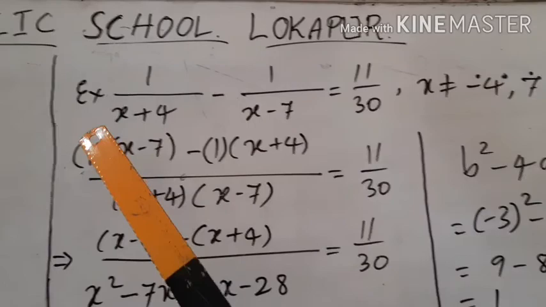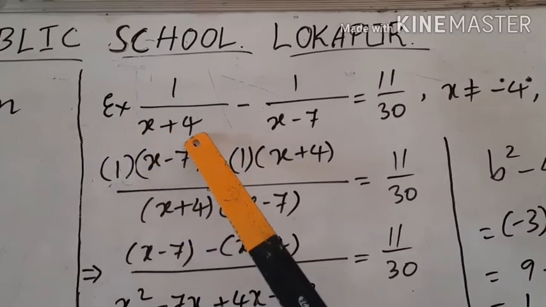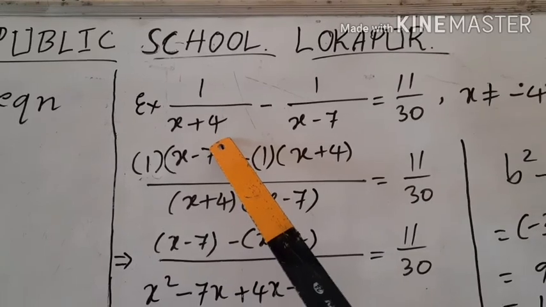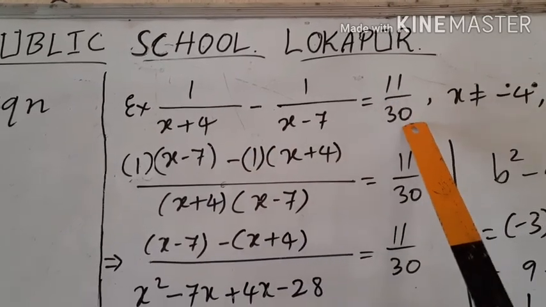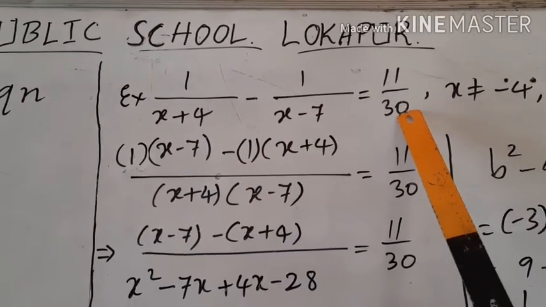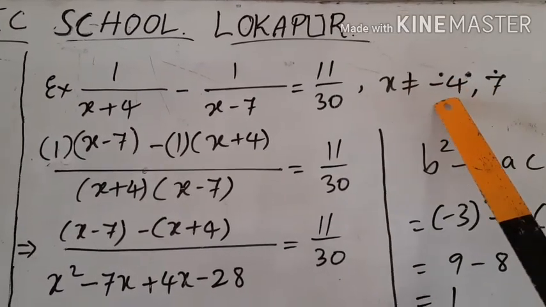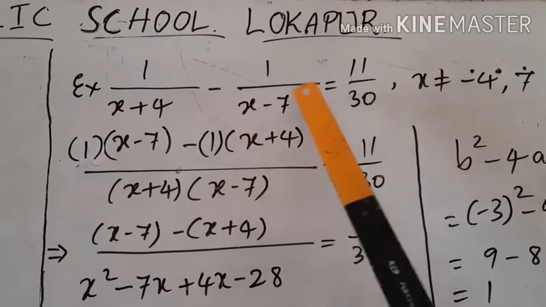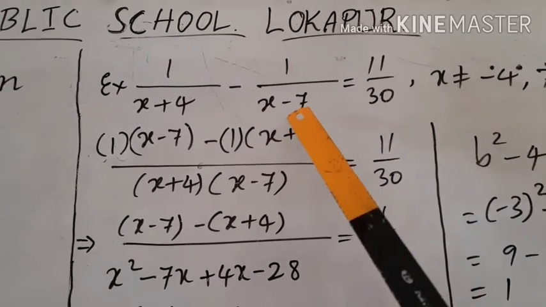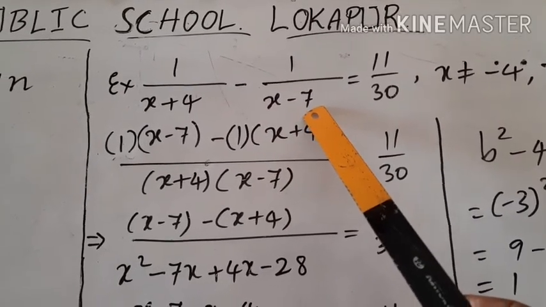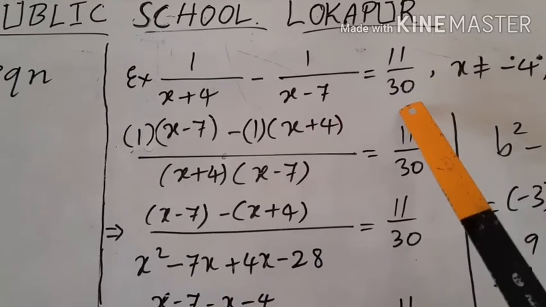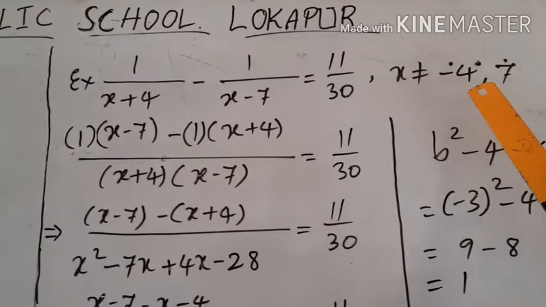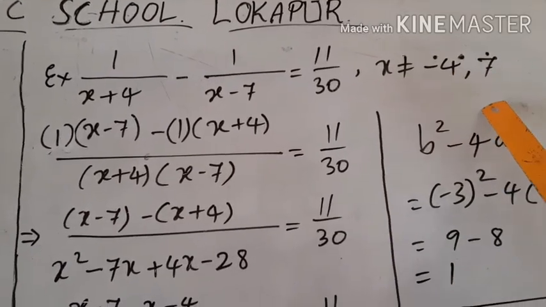If x becomes minus 4, x plus 4 becomes 0, thus 1 by 0 is infinity. So infinity cannot be equal to 11 by 30. That's why x's value should not be minus 4 and x's value should not be 7. If x's value is 7, 7 minus 7 is 0. Thus 1 by 0 is infinity. Right? Infinity cannot be equal to 11 by 30. So children, here the values of x should not be minus 4 and 7.